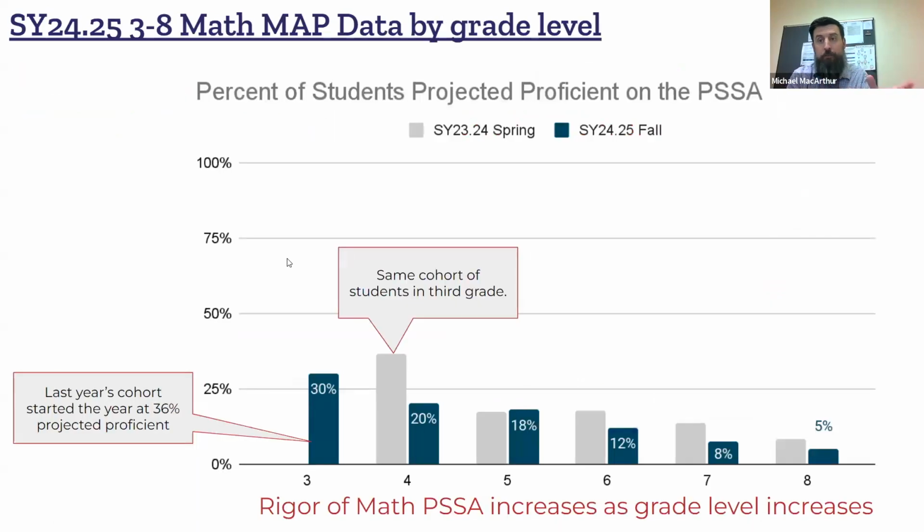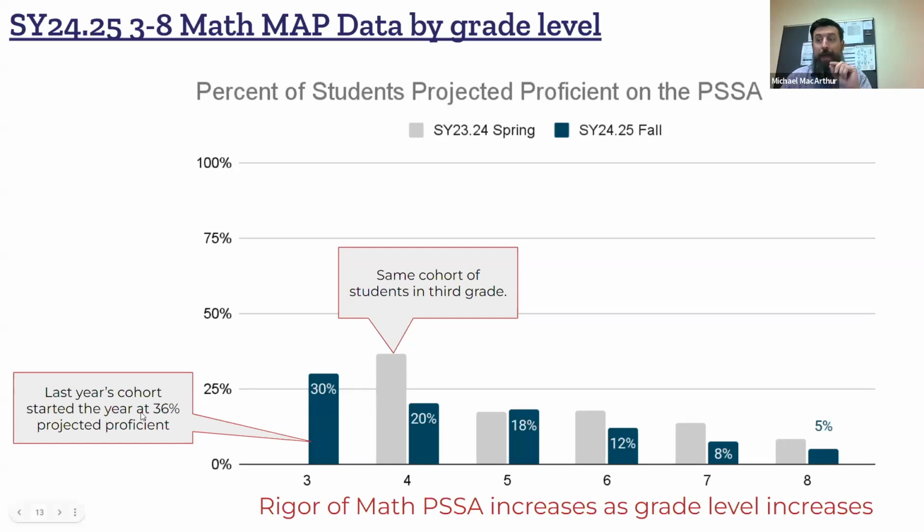Let me take a second to talk about individual grade level performance. What you see here is the gray bar for each grade level represents the performance of the same students the previous school year. So for example, this 20% of students in 4th grade in the fall were projected proficient on the PSSA. Those same kids back in the spring, there was more like 40% of them projected proficient. So we see this drop off from spring to fall. There's no gray bar for third grade because third graders were second graders last year and they took the Acadians. So we don't have MAP for them in the spring.